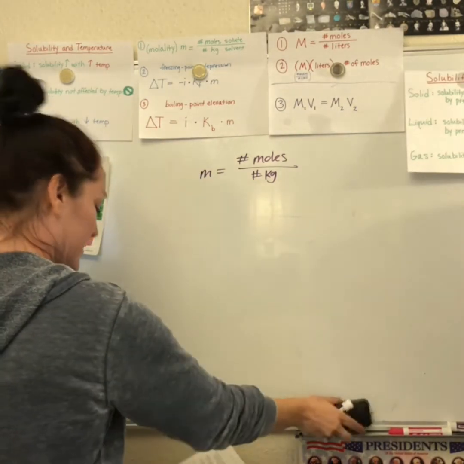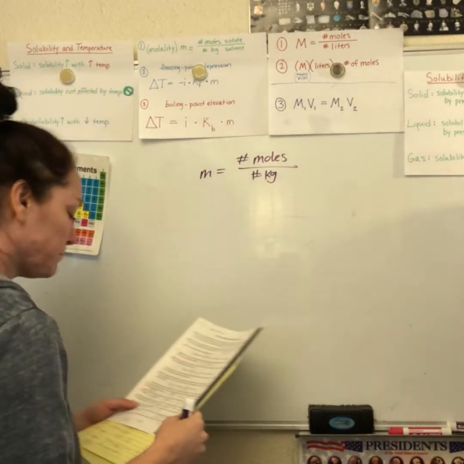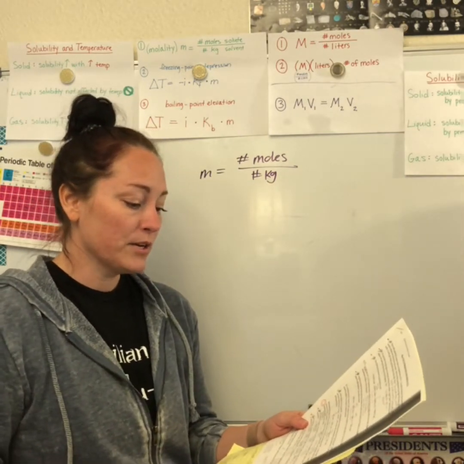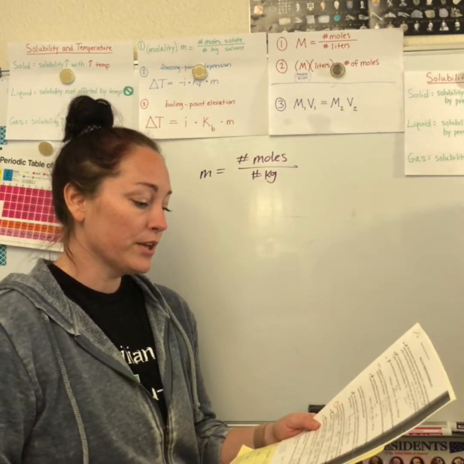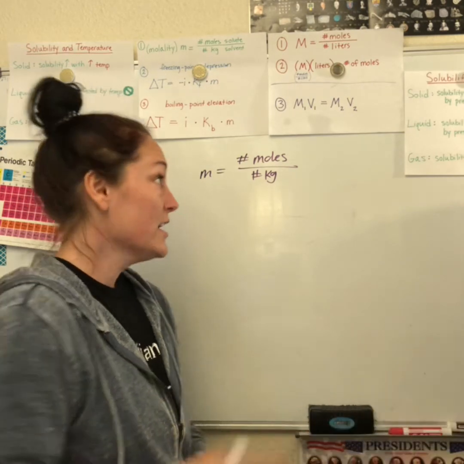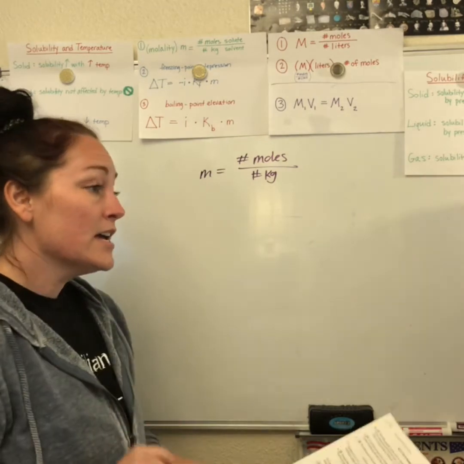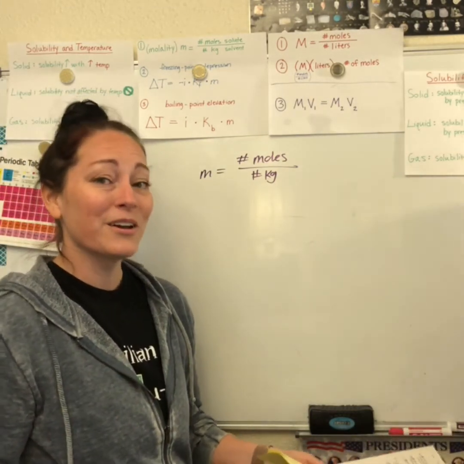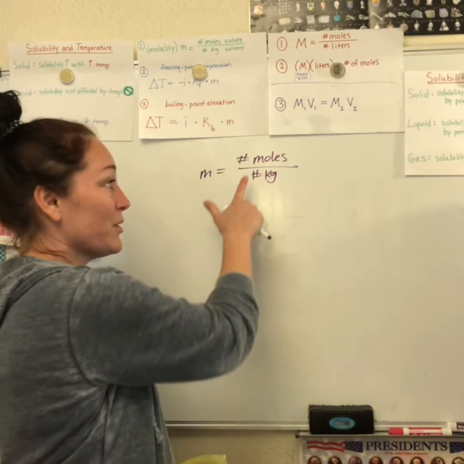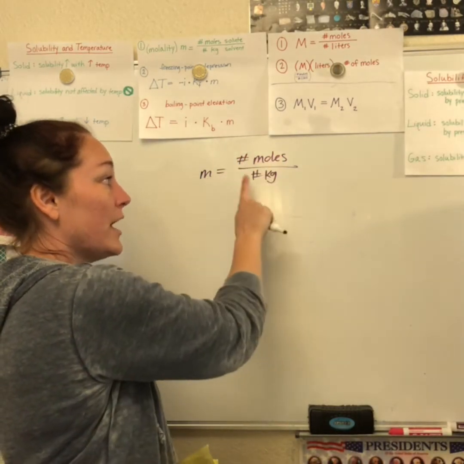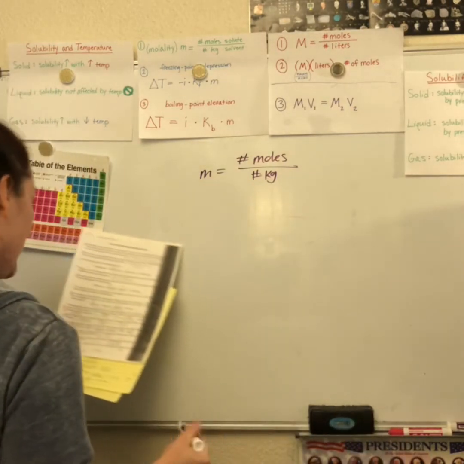This is number 7. Number 7 says, if a solution is made by mixing 35.0 grams of CaBr2 with 657 grams of water, what is the solution's molality? So we're looking for molality again. They gave us grams of one and grams of another, which is a little bit annoying, but it happens. So that doesn't help us right here, but we can go from grams to moles here and grams to kilograms here. So let's go ahead and do that.